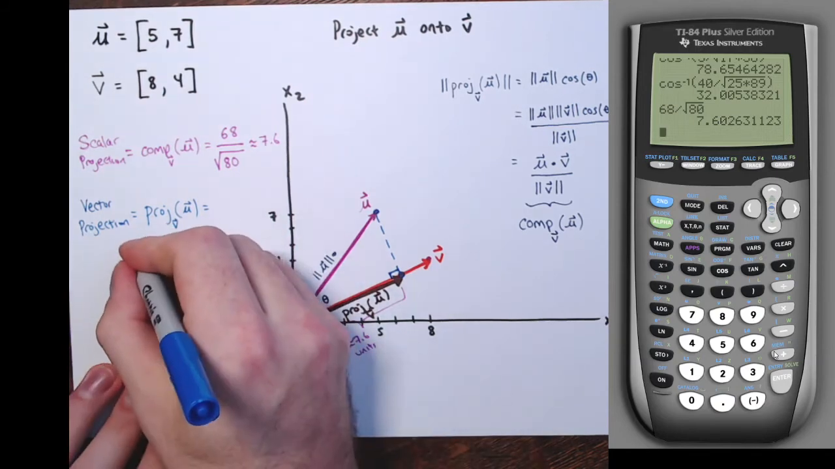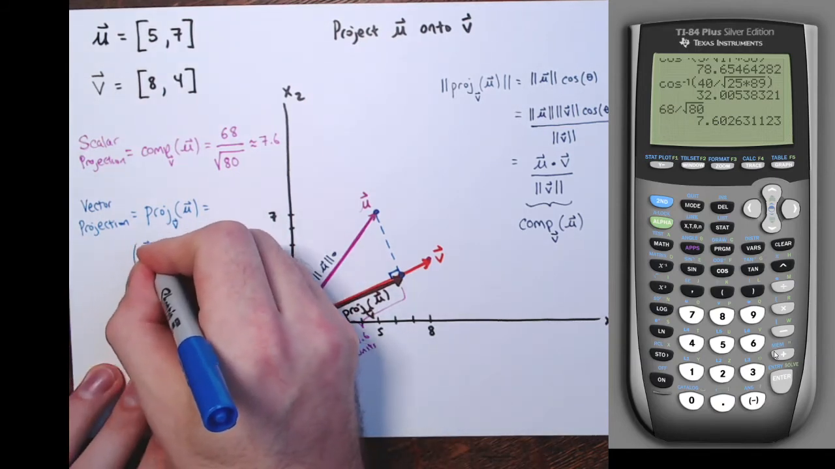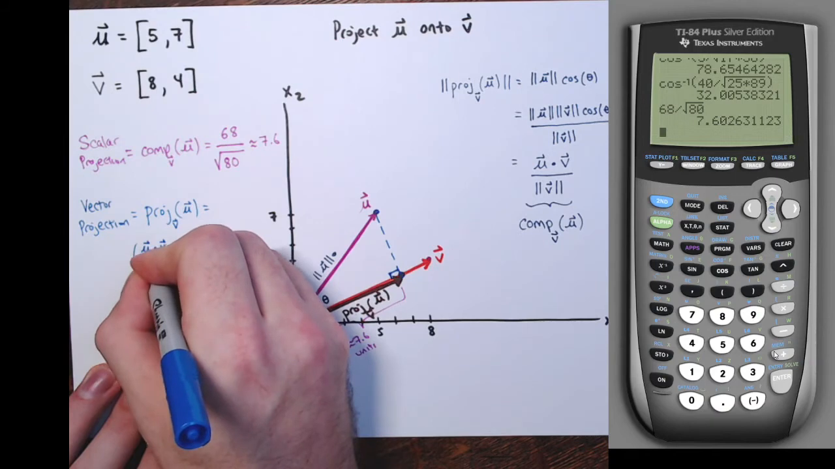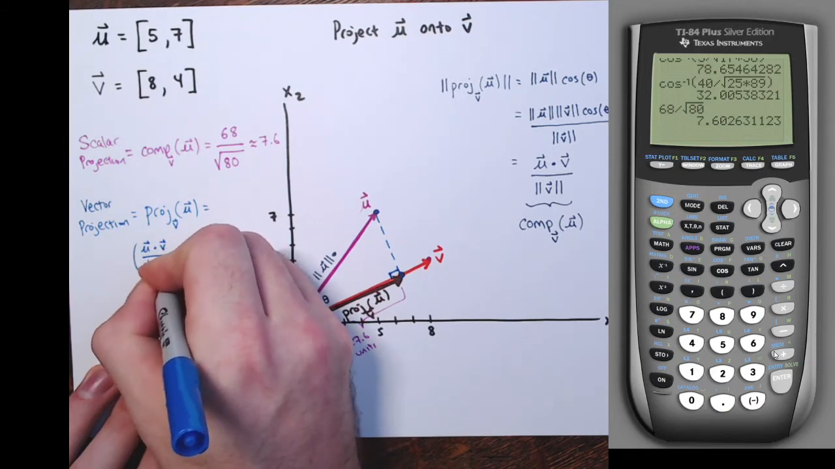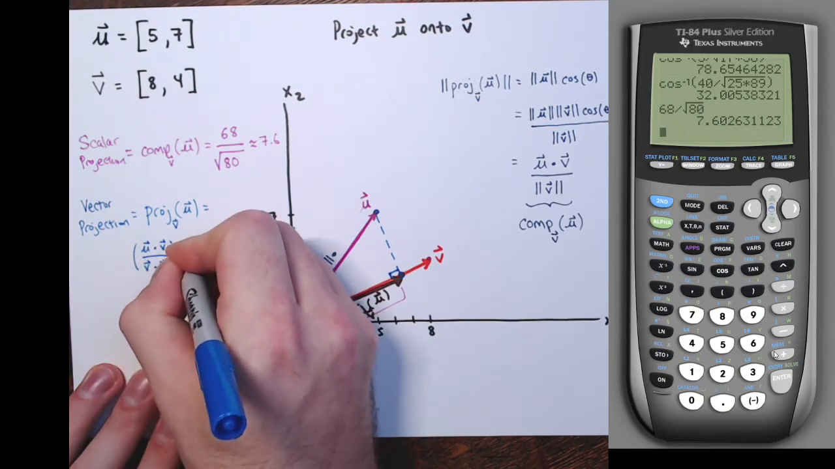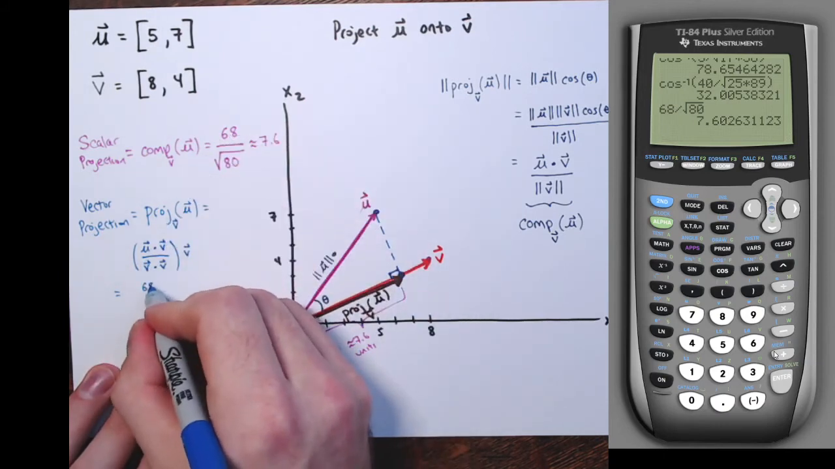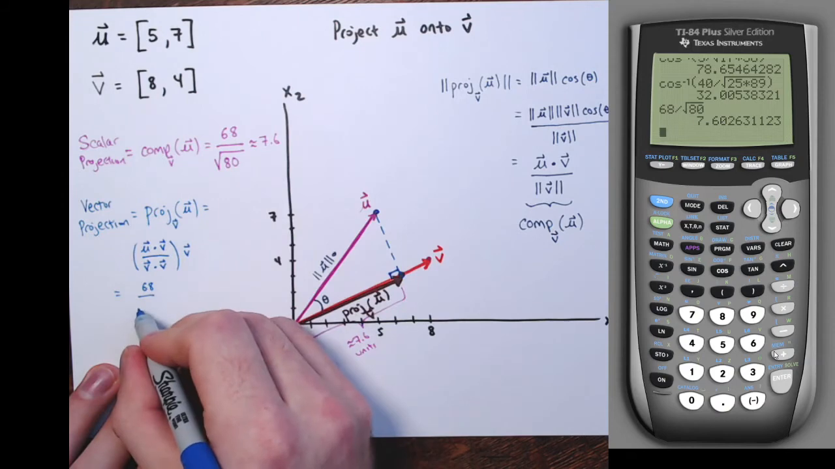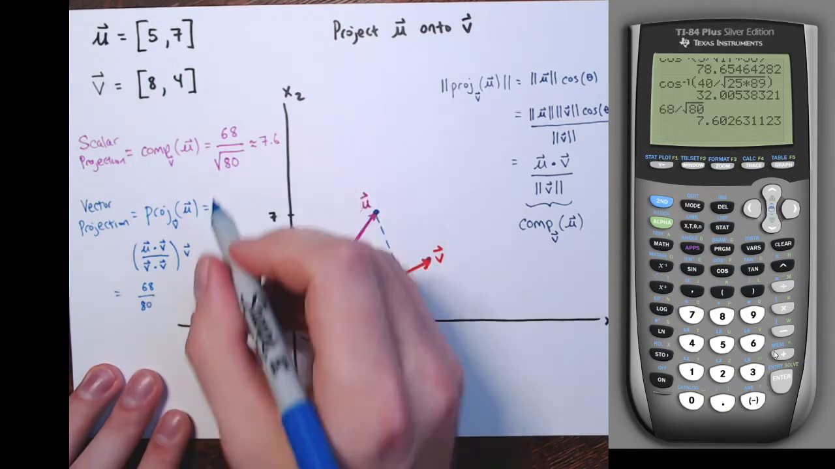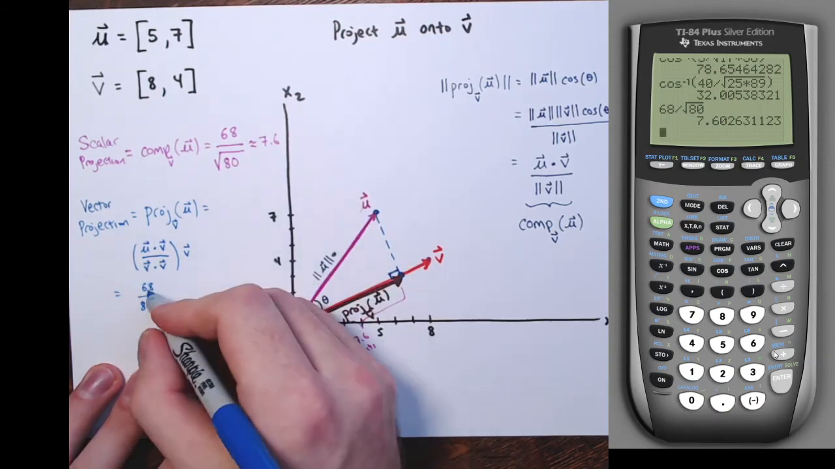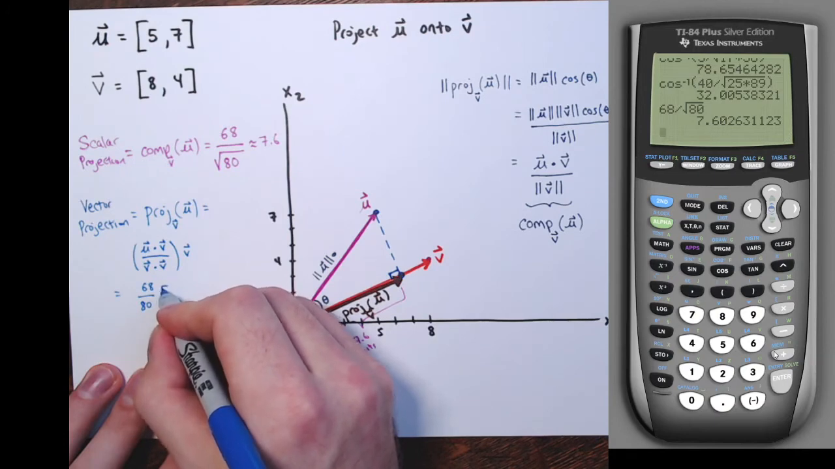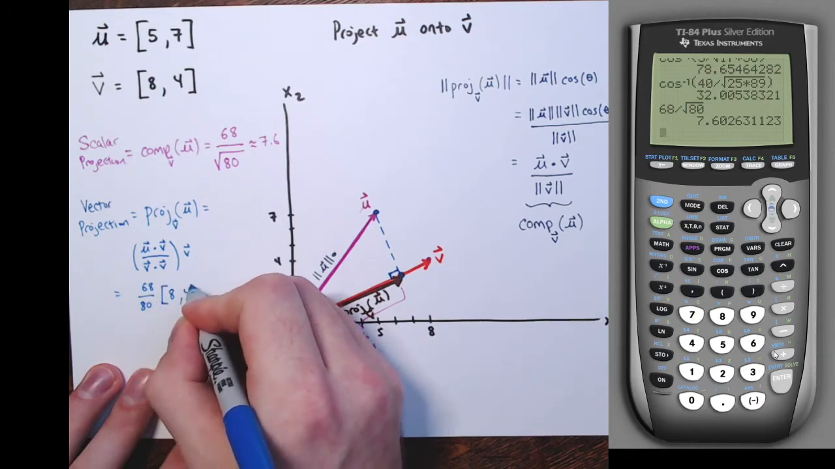I'll write that up, right? I like that formula with the two dot products. u dot v divided by v dot v times vector v. All right, so what is that? Now u dot v we saw was 68. v dot v is 80, it's just the norm of v squared, times vector v, the vector 8, 4.